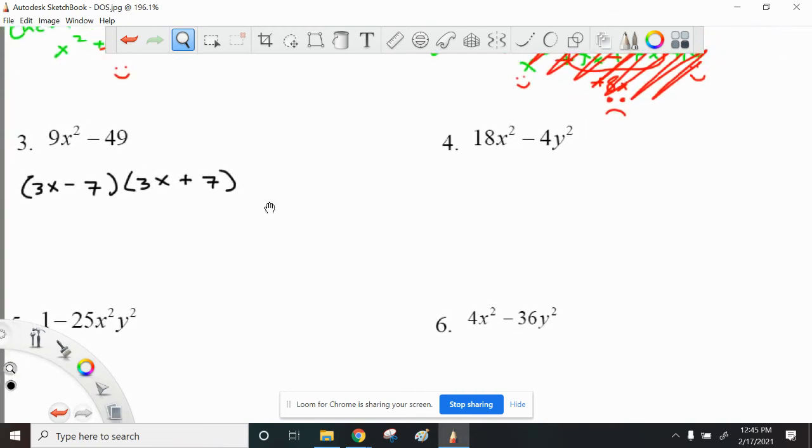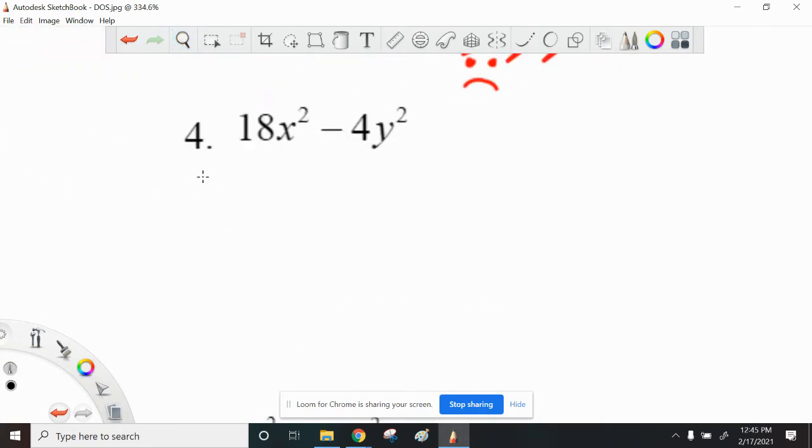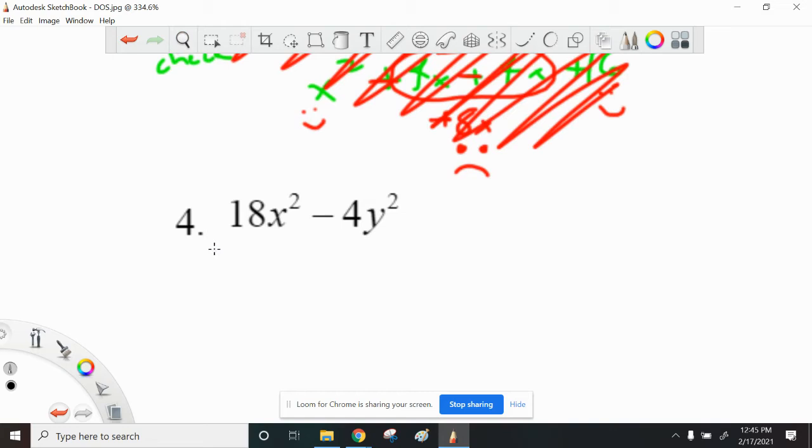Let's move over to number 4. Number 4, this is our first question that is a little tricky, a little funky. What's the problem with number 4?